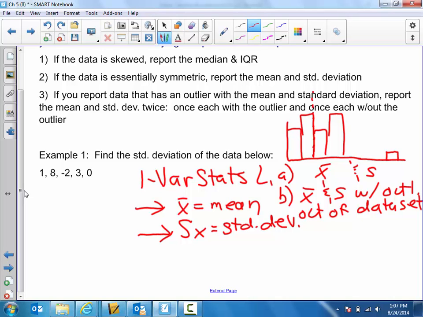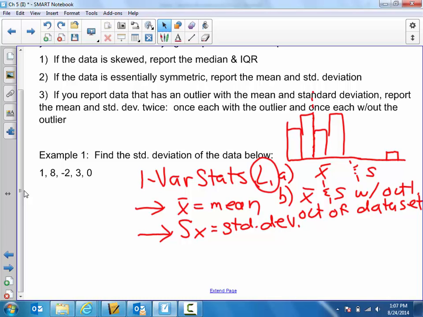So you would go through this procedure of entering 1-Var Stats from the stat calc menu, entering your data list right here. It gives you the mean and standard deviation. Then you'd go back to stat edit, delete the data value that was an outlier, and do this one more time, entering 1-Var Stats for that same list. It would give you a new mean and a new standard deviation without that outlier in the list.